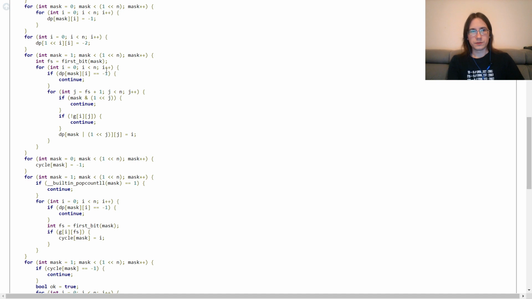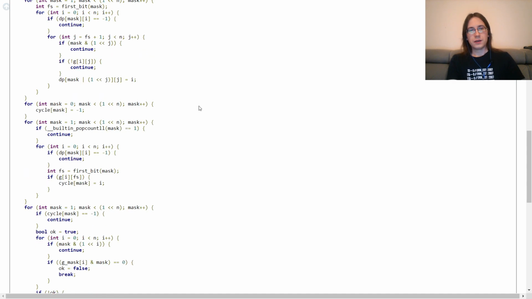Then I consider all the possible states of the process, starting from lower masks to higher masks. So suppose I have visited the vertices defined by this mask, and currently I'm standing in vertex i. And fs is the smallest index of the vertex which I visited. Then I fix a vertex where I want to go. Of course, it must be larger than fs. I check that it is not visited, and I check that it is connected with i. And then I say that one of the possible paths of the process into such a state has i as its second to last vertex. Then I initialize the array cycle, filling it with -1s.